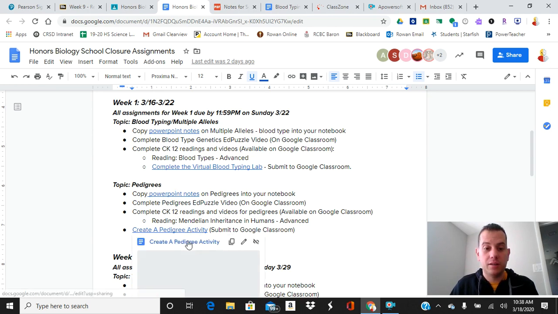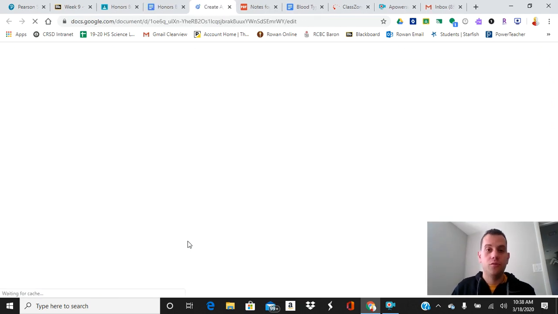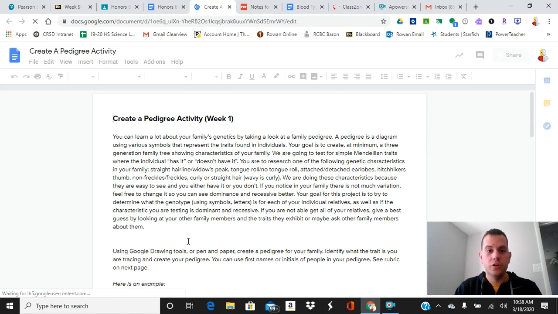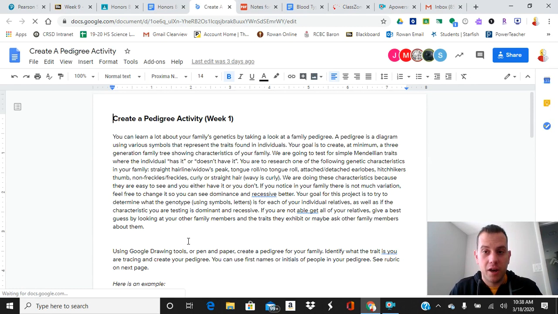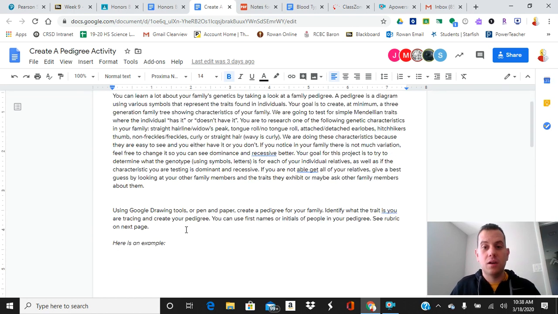The create a pedigree activity. For this activity, like I said, you're going to show me that you understand how to make a pedigree. We're looking at using various symbols, these different symbols here, and you're going to make a family tree that has at least 3 generations. Now, if you're not sure, you can kind of guess. I mean, how am I really going to know? No. But like I said, have some fun with this and see what you can find out.